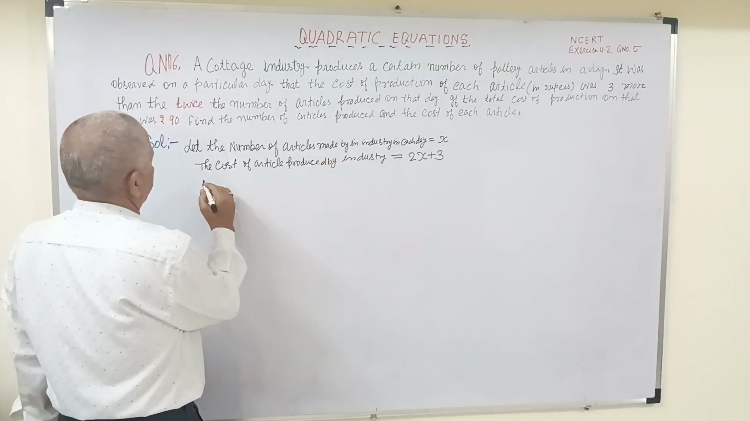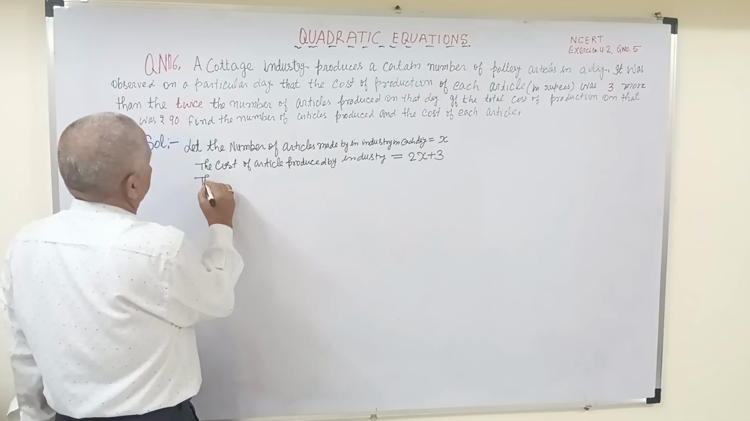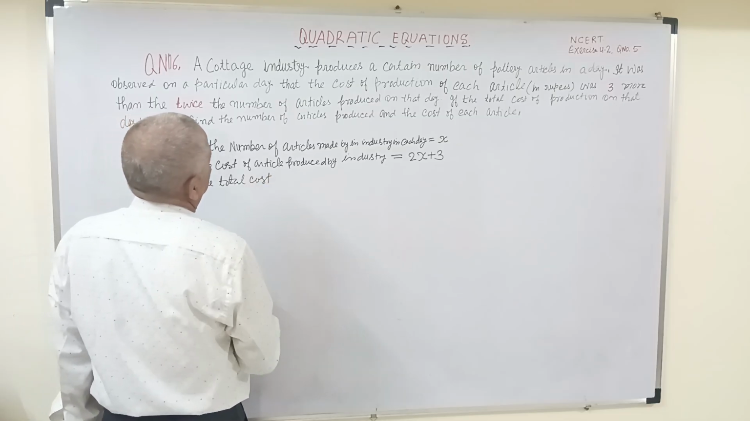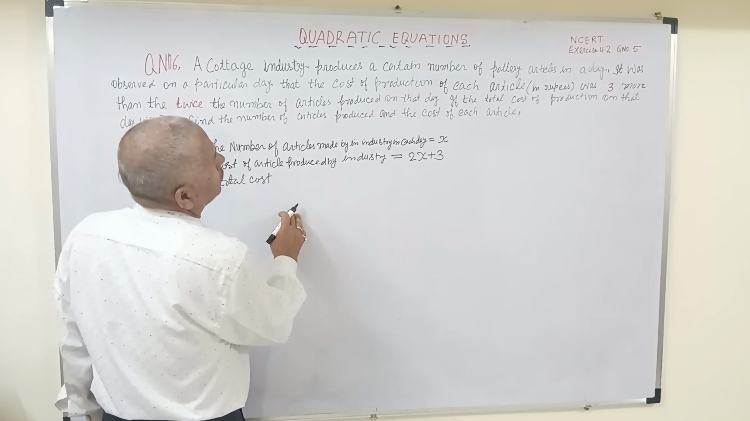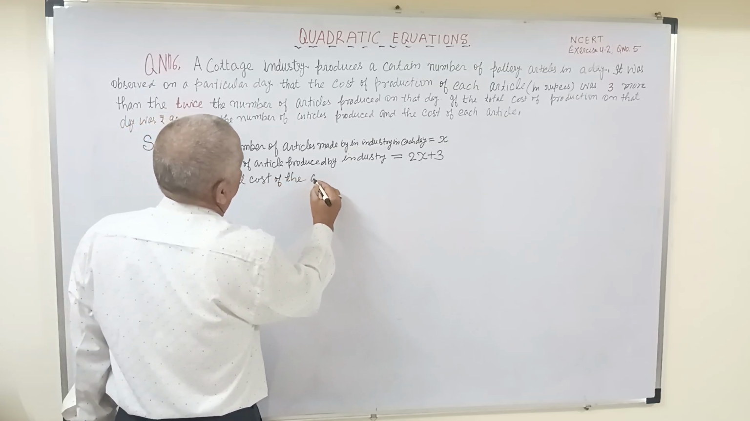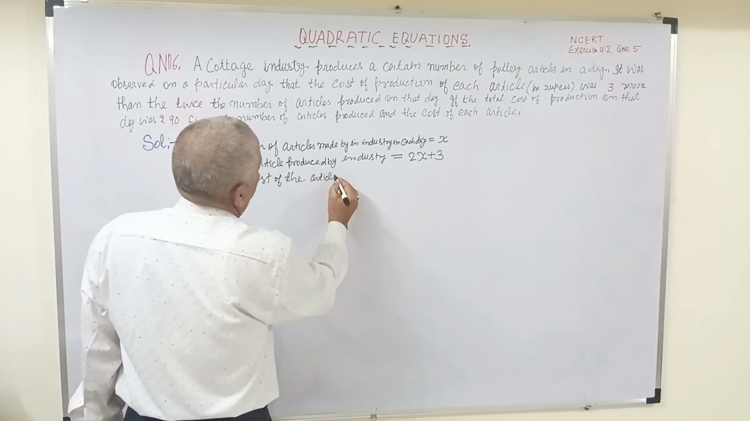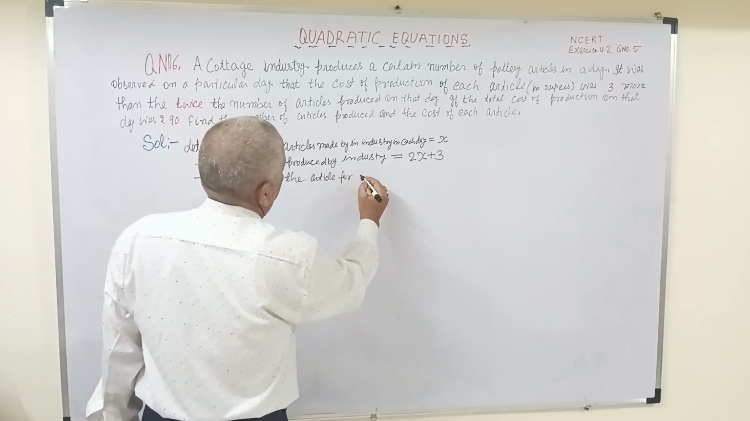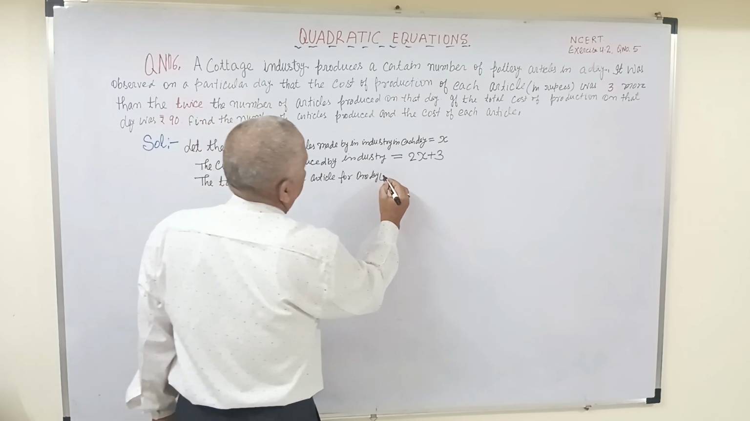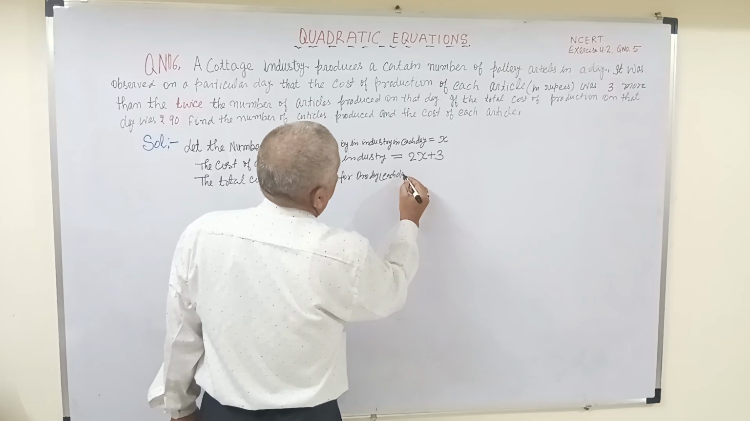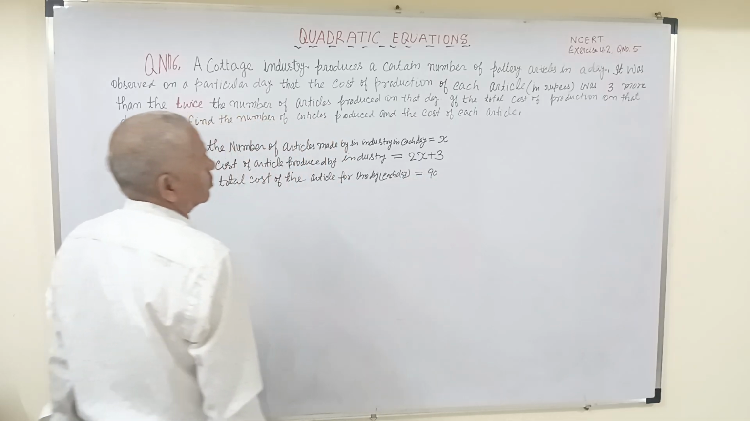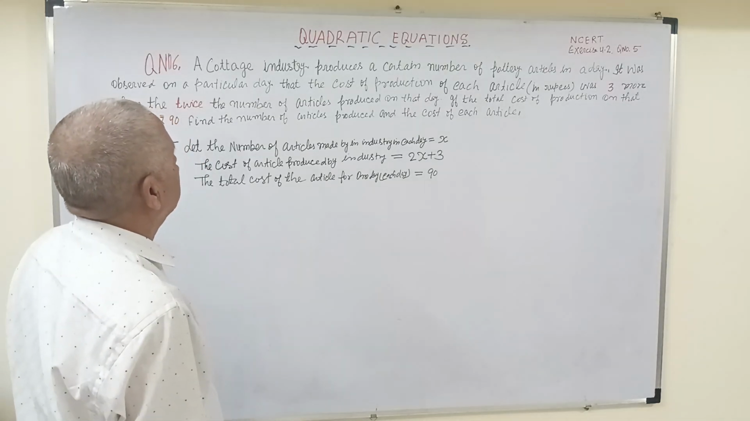Now the total cost of the article for one day, or in bracket you can write each day, equals to 90 rupees. This is 90 rupees.